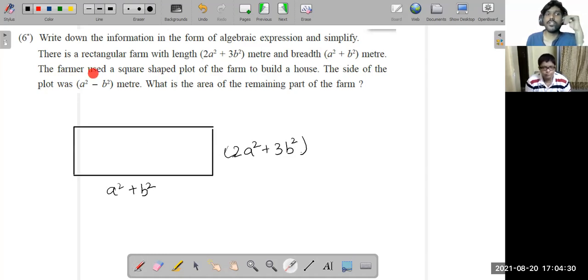The farmer used a square-shaped plot of the farm to build a house. The side of the plot was a squared minus b squared meter. What is the area of the remaining part? One minute.